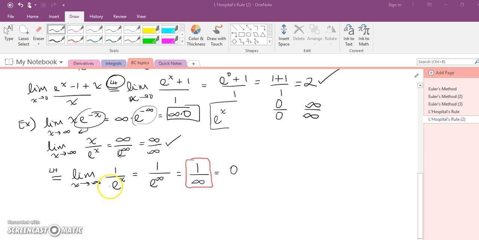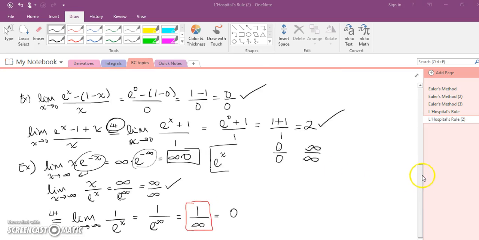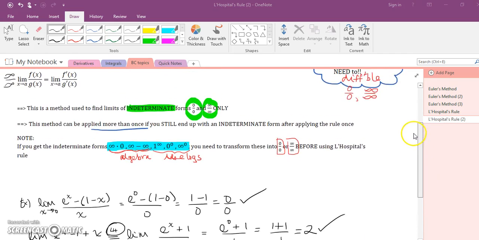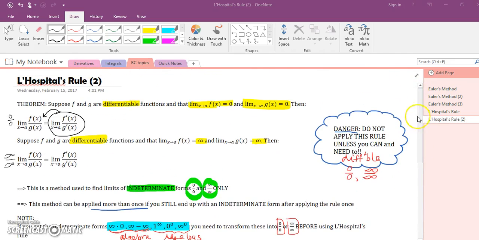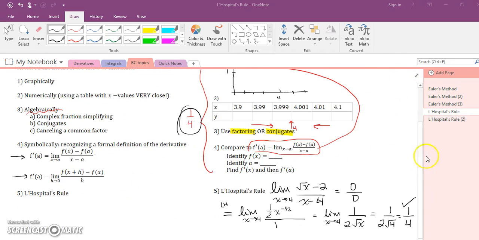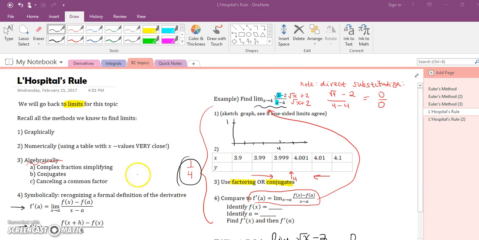So you're allowed to take something like 1 over infinity and say, okay, it's actually going to be 0 in the end. All right, so in class, we're going to try some more difficult problems. We'll practice deciding when we need L'Hopital's rule and when we don't. So make sure you have these 2 slides down. Make sure you've actually done this problem out all 5 ways, and I will see you tomorrow.